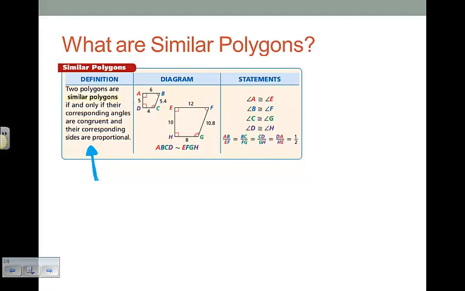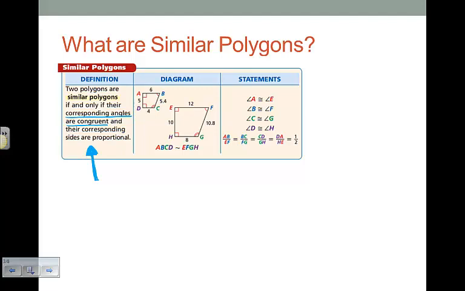So if we look at this figure here, figure ABCD and figure EFGH, we can see that the two right angles are congruent. A and D are congruent to E and H, and then the other two angles are congruent. B is congruent to F, and C is congruent to G. So the corresponding angles are congruent. That's one condition for similar figures.